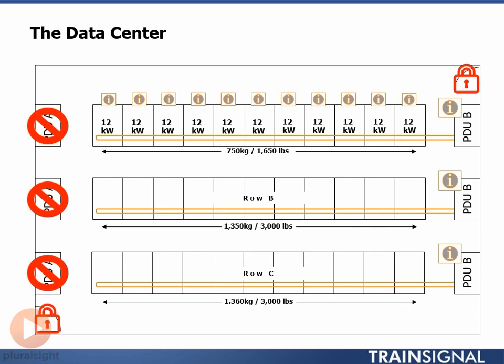So let's quickly recap some of the data center facilities we've just discussed, as well as cover off some of the important data center related topics before we finish up the lesson.